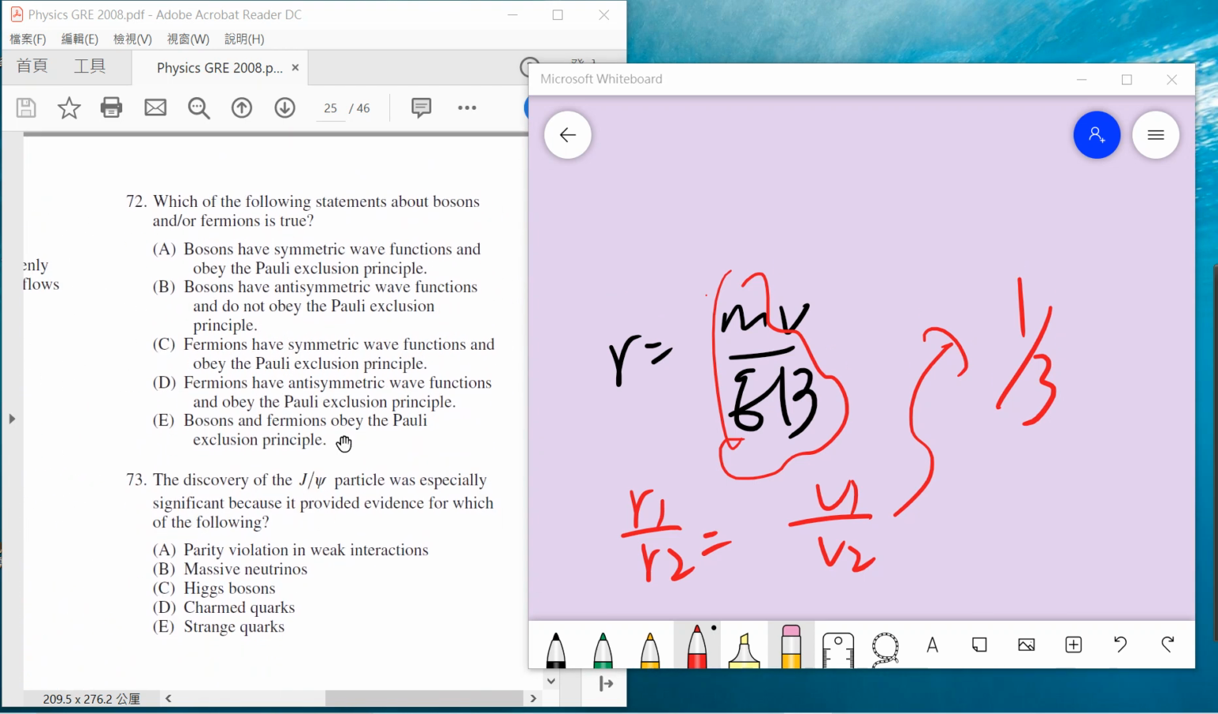Okay, 72. Which of the following statements about bosons and fermions is true? A boson has a symmetric wave function and orbit, so the answer A is false. B is also false. The answer is D. Fermions have the anti-symmetry and obey the Pauli exclusion principle. Common sense. So the answer is D.